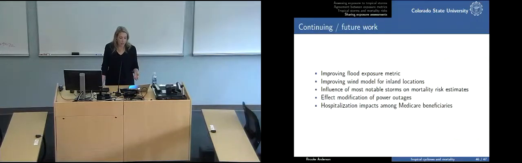So it may be that the results that we're getting when we look at lots and lots of storms are really driven by these very severe ones, in which case one important question is, how do you pick out those ones that are going to be in that severe group? And then another important question is, is there much of a risk, an added risk, for storms once you get below a certain level? And then finally, we're looking at the effect modification of power outages, again, working with some engineers, and the impacts among Medicare beneficiaries for hospitalizations.